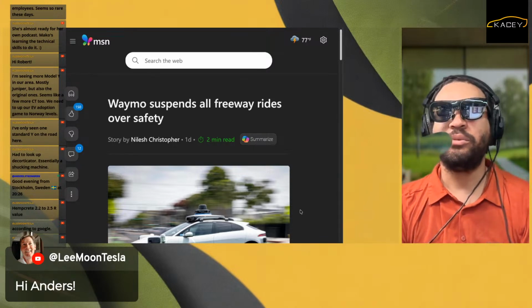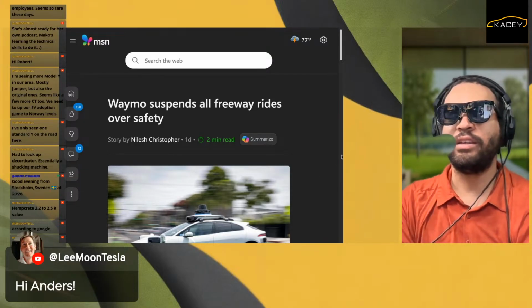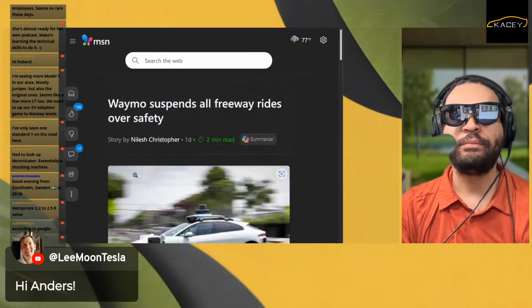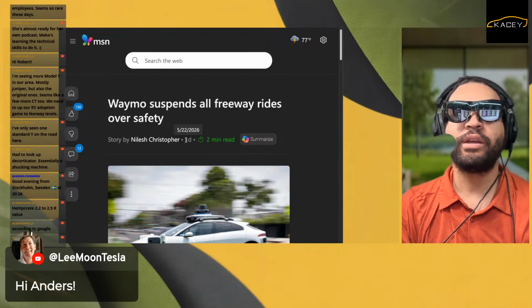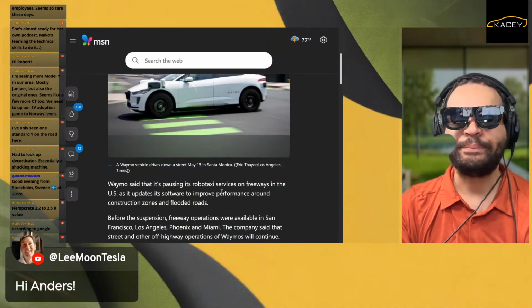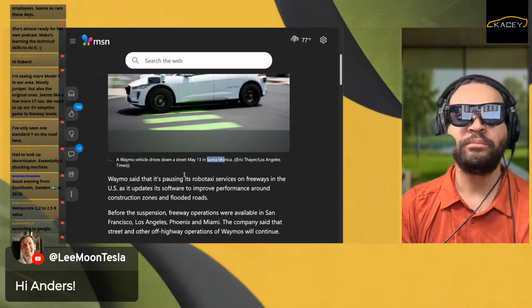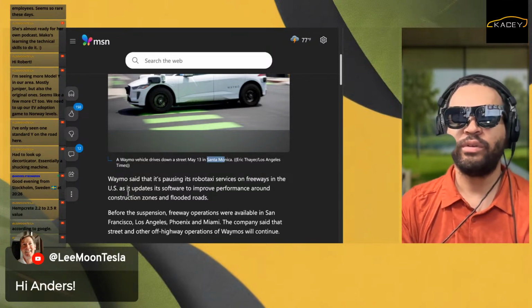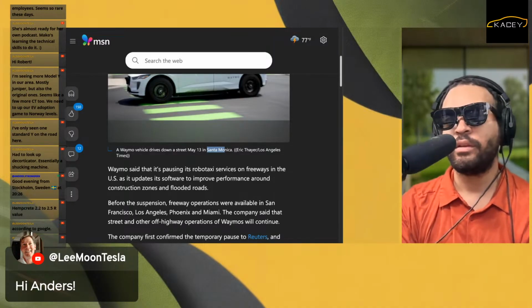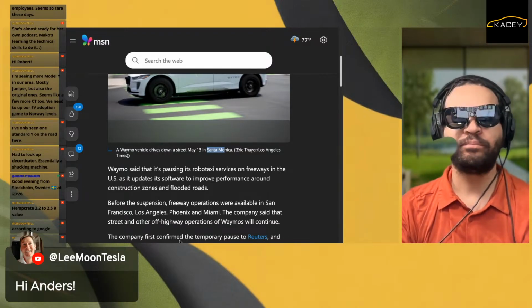Okay, so the last one I put in the notebook was another one I didn't read. I just saw the headline, hit save for later. Waymo suspends all freeway rides over safety. Who's this coming from? Neelish Christopher at what publication? It doesn't say where they pulled this one from. A Waymo vehicle drives down a street on May 13th in Santa Monica. Waymo said that it's pausing its robotaxi services on freeways in the U.S. as it updates its software to improve performance around construction zones and flooded roads. The flooded roads is important now as we approach hurricane season in a week.